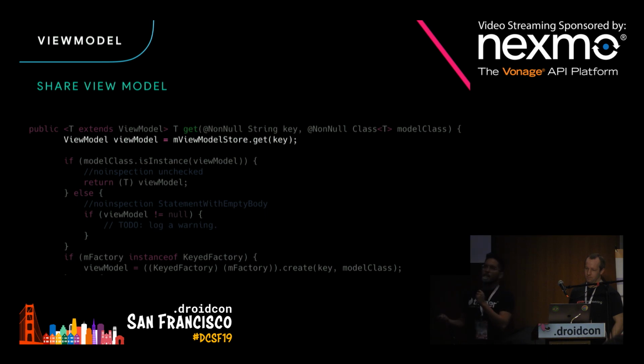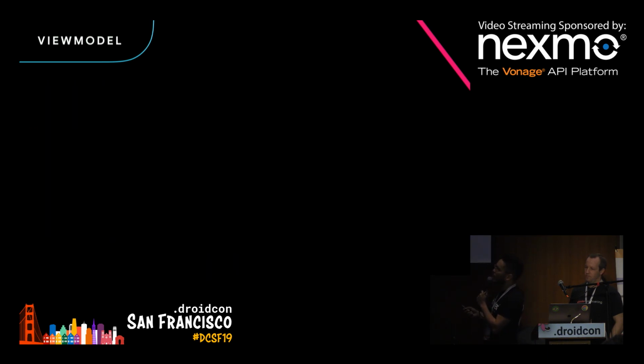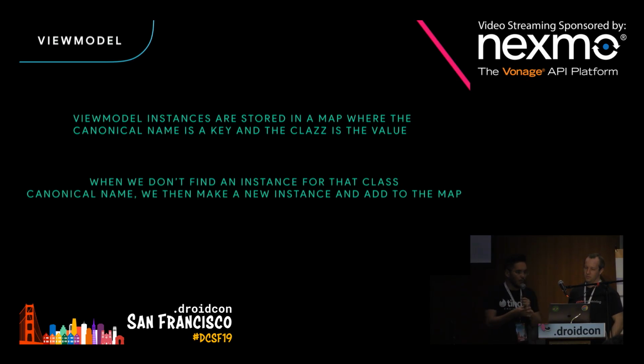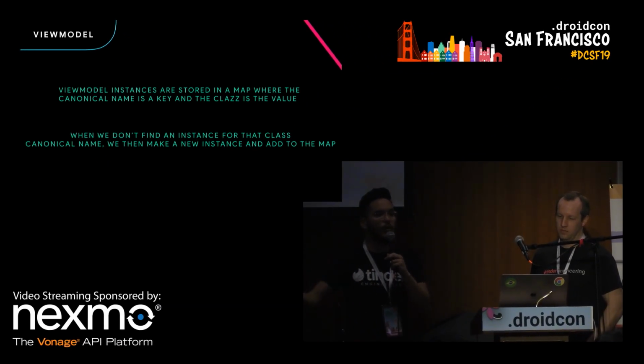But it makes me beg the question, like, how can we take advantage of that knowledge? Knowing how view models are retrieved, how can we make it a little bit better so we can improve this flow of shared view models? And that's the question that we asked. We realize here by looking at the code that when we don't find an instance for that class canonical name, we then make a new instance to add it to the map. And that's how we have a new view model if we're trying to look for one and it doesn't exist yet.